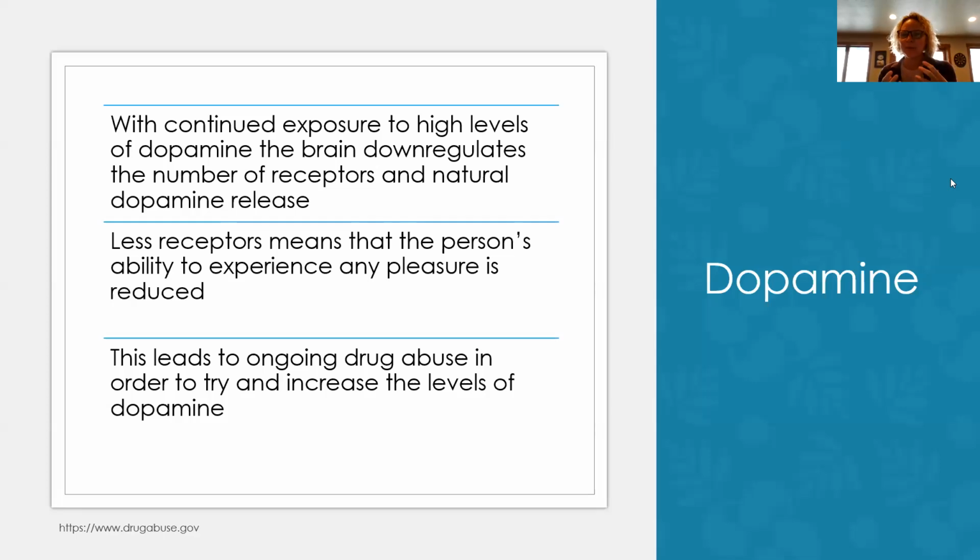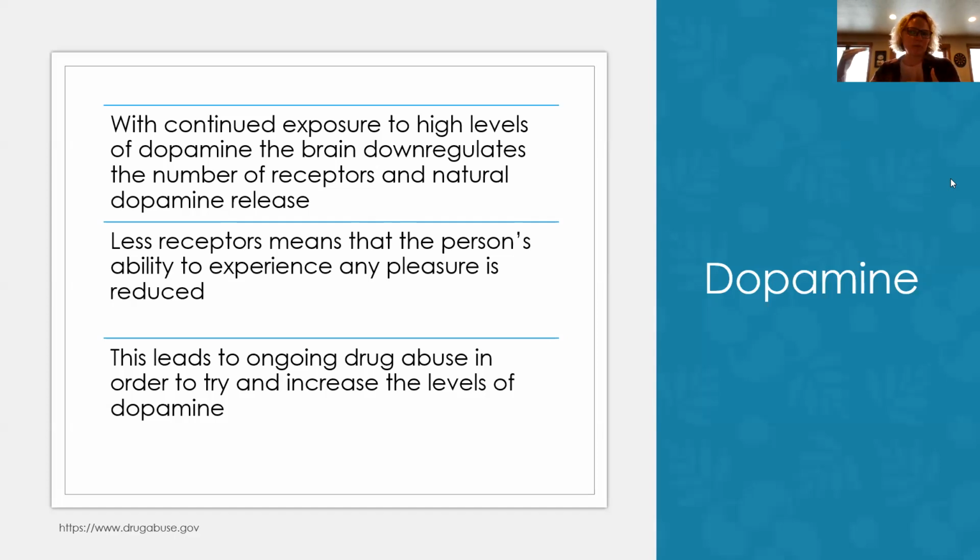The problem that we have with that is, as we continue to expose our brain to these high levels of dopamine, our brain naturally is going to downregulate the amount of dopamine that it produces. It's also going to cut back on our number of receptors, right? Because it's overstimulating. So with fewer receptors, our ability to experience pleasure is reduced.